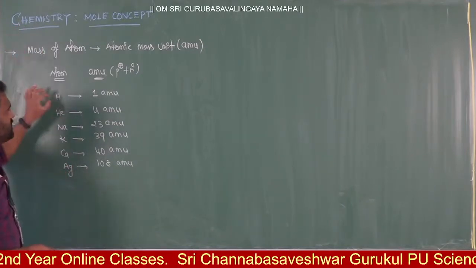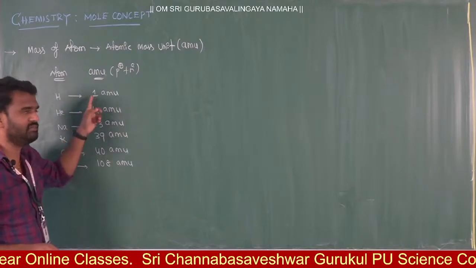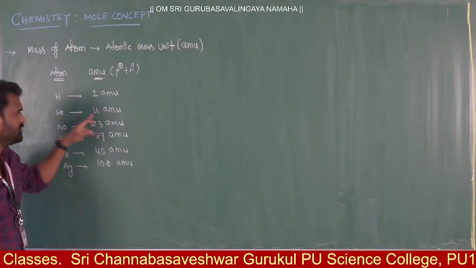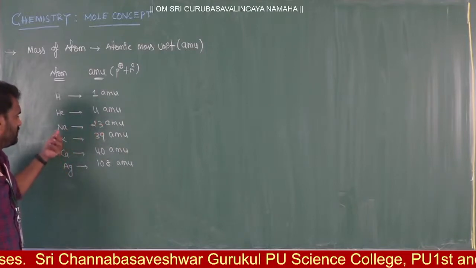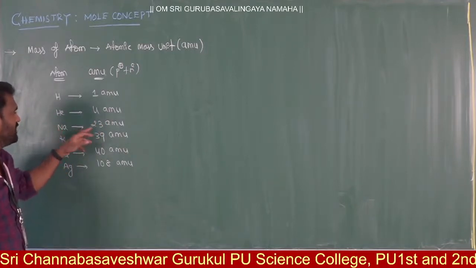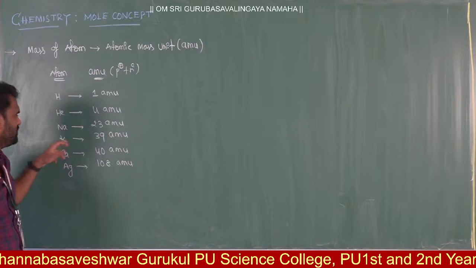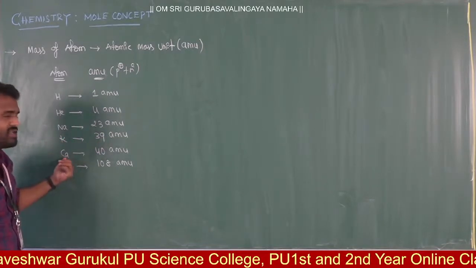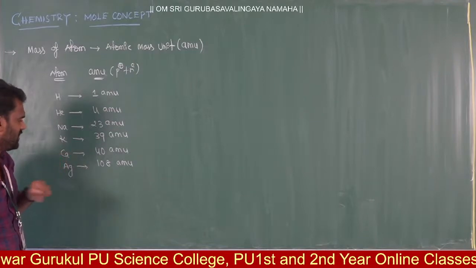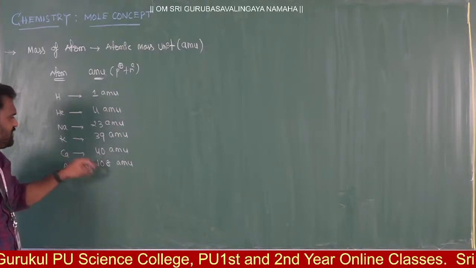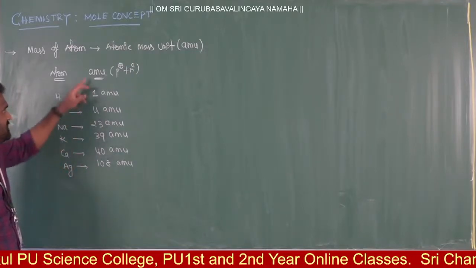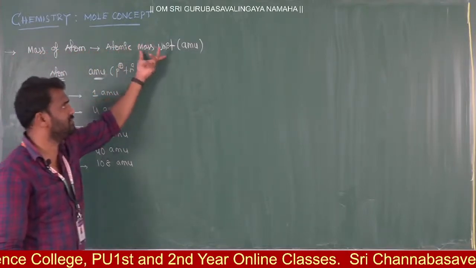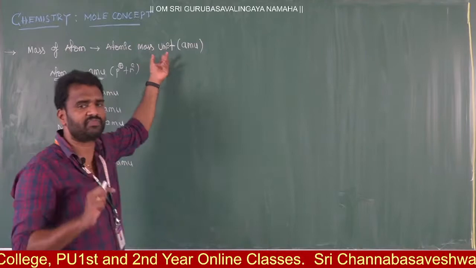Here one hydrogen atom weight will be equal to 1 AMU. One helium atom weight will be equal to 4 AMU. One sodium atom weight will be equal to 23 AMU. One potassium atom weight will be equal to 39. One calcium atom weight will be equal to 40. One silver atom weight will be equal to 108. The atomic mass of an atom is measured with atomic mass unit. This is what one atom weighs.